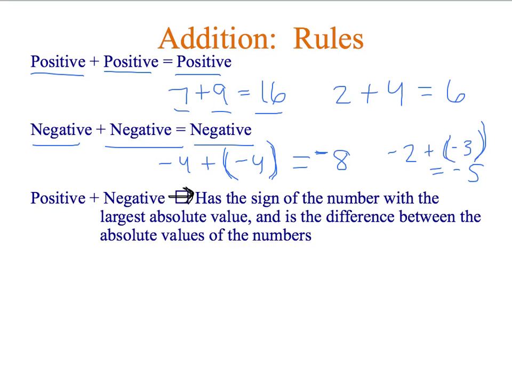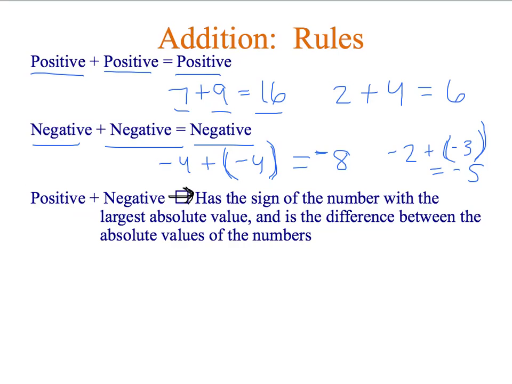Our last rule is a little bit tricky. So a positive number plus a negative number has the sign of the number with the largest absolute value and is the difference between the absolute values of the numbers. Let's try an example to see what this really means.